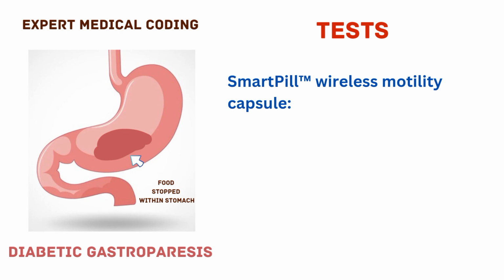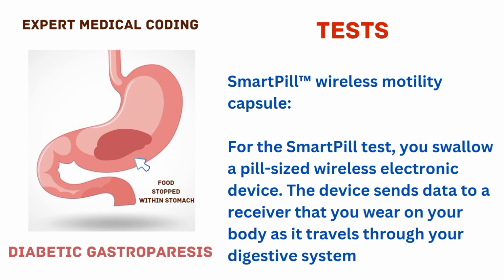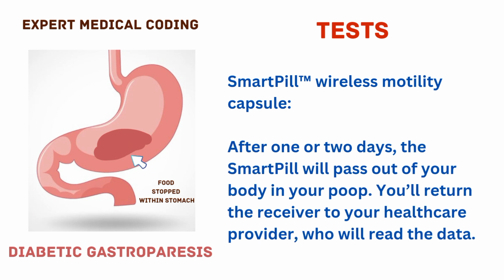The next test is the Smart Pill wireless motility capsule. For the Smart Pill test, you swallow a pill-sized wireless electronic device. The device sends data to a receiver that you wear on your body as it travels through your digestive system. After 1 or 2 days, the Smart Pill will pass out of your body in your stool. You'll return the receiver to your healthcare provider, who will read the data.